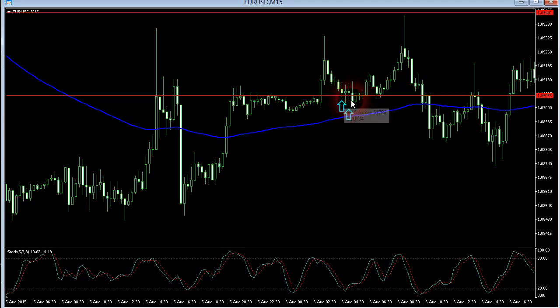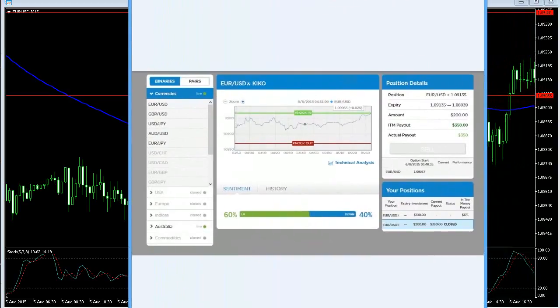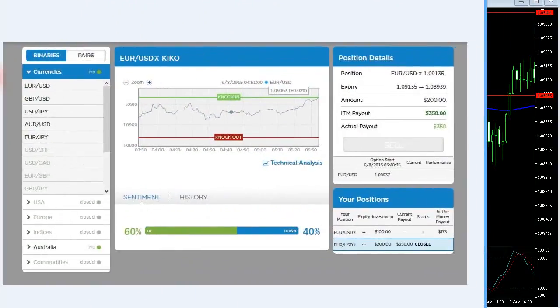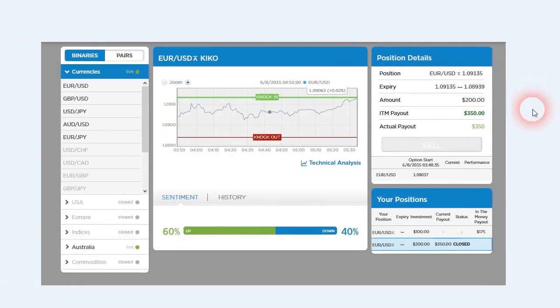As you can see, the price escalated here, and since I chose the high span, let me show you the trade. Here it is. Is the result. As you can see, it won. I invested 200 and I got 350 back.